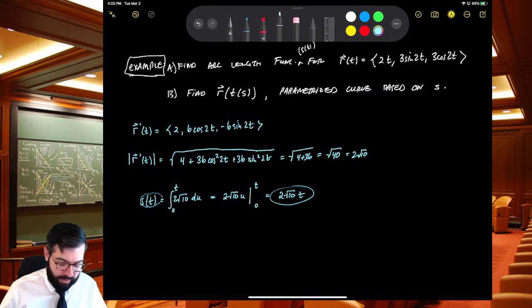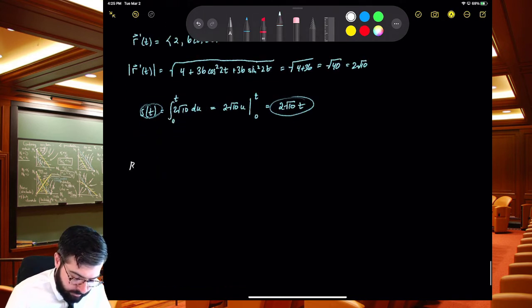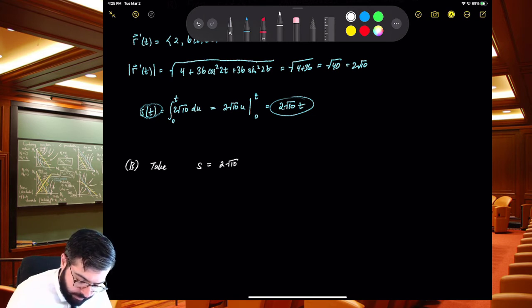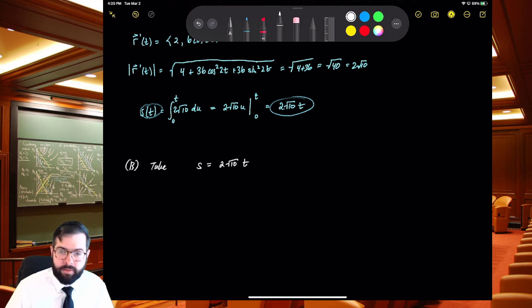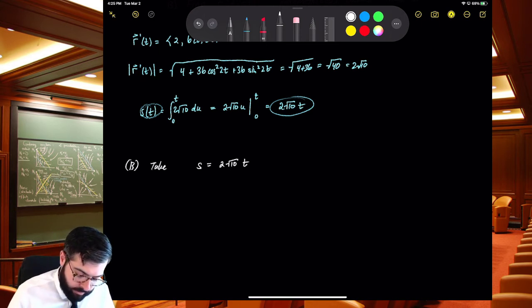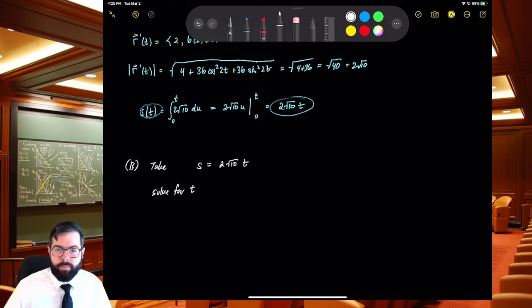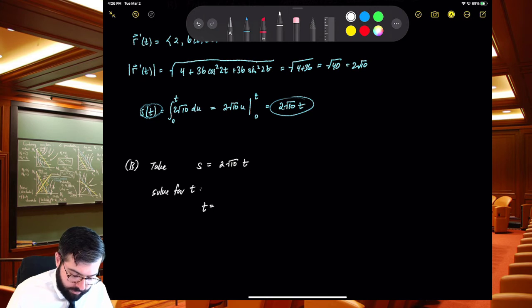So how we do that is we take s. We have this expression that tells us the arc length, how far you've traveled at time t, is given to you by 2 radical 10t. And we just solve this for t to remove it from the equation. So t is really the arc length divided by 2 radical 10.